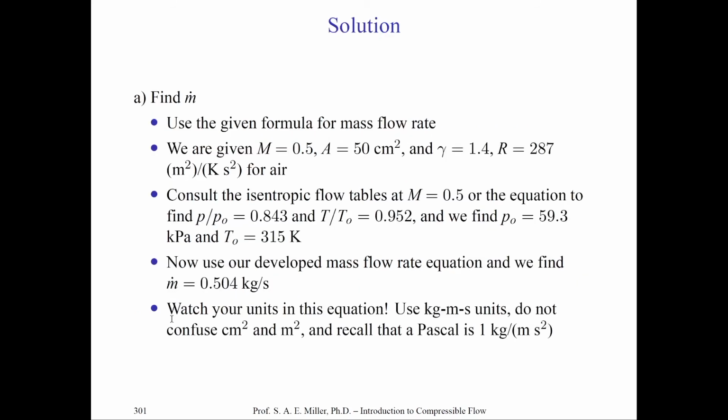Let's try it. The first step, of course, is we'll seek m dot for the particular flow. We'll use the formula which we previously developed for mass flow rate. Go back in the video or look at your class handout to review these formulas in this class. We are then given M equals 0.5, an area of 50 centimeters squared, gamma 1.4, and R of 287 meters squared per Kelvin second squared for air. We can then directly find m dot.